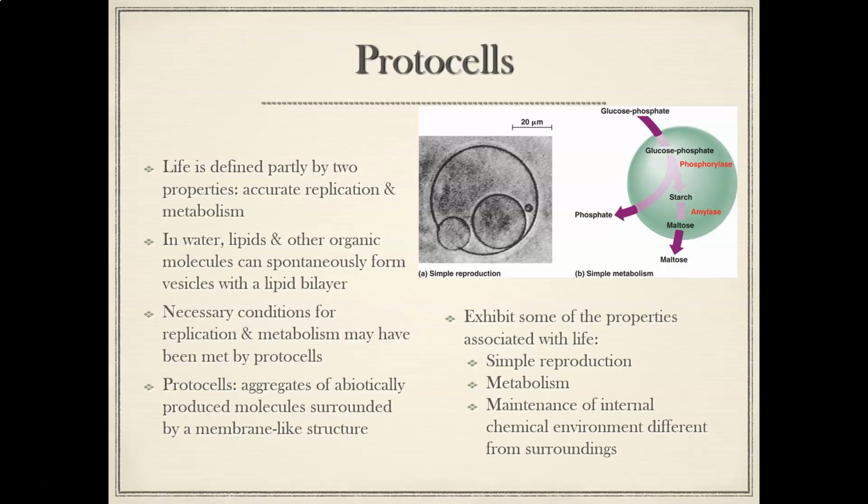So let's just go back to the definition of a protocell, right? It's an aggregate of abiotically produced molecules surrounded by a membrane-like structure. It's a lipid bilayer, but there is nothing truly living here yet. And if all goes well, you guys will be creating these in the lab. So we're going to recreate the fact that these exist. They're capable of forming. Not only are they capable of forming, but they're also capable of some really simplistic reproduction if we set up changes in their environment just correct. And so you guys are going to try and replicate this in the lab.